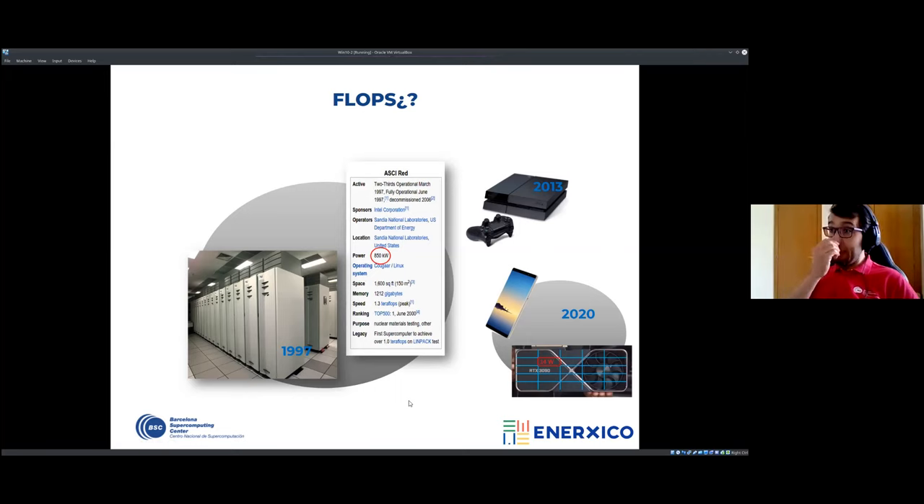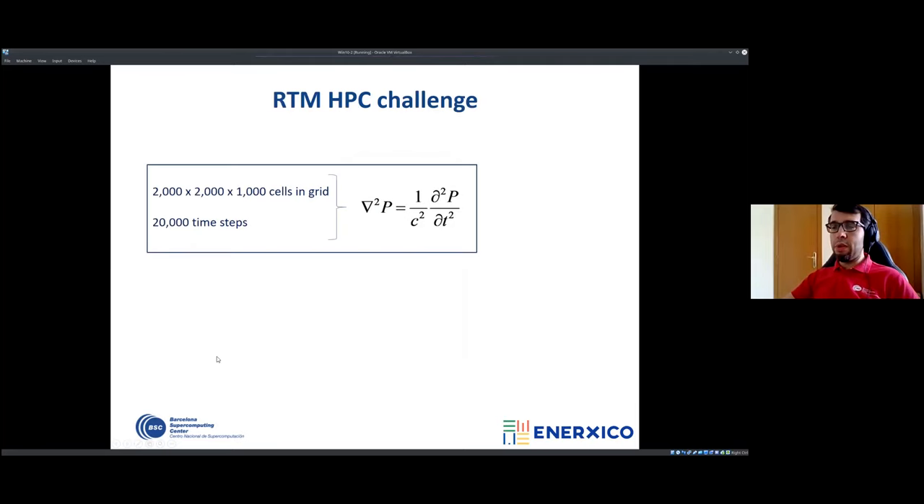The main difference is not just the space it takes or the cost of acquisition, but also the cost of operation, because you only need 14 watts to run this small GPU portion, whereas you need 850 kilowatts to run this old supercomputer. So that is the reason why supercomputers are so important for geophysics nowadays.